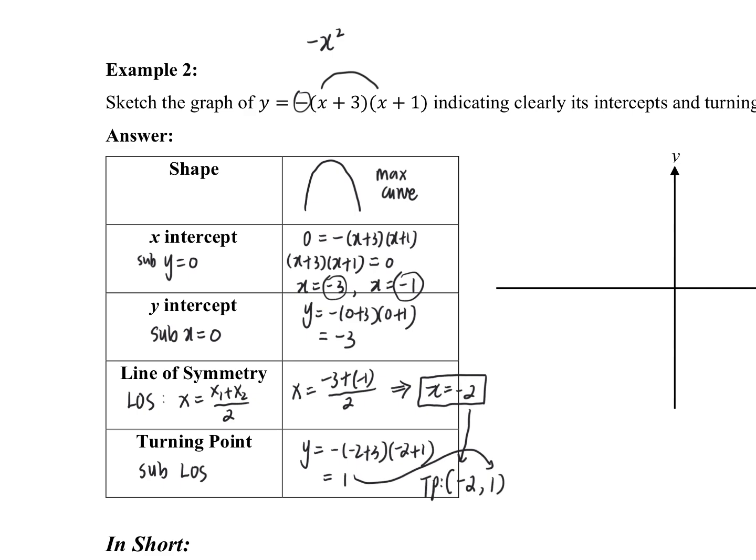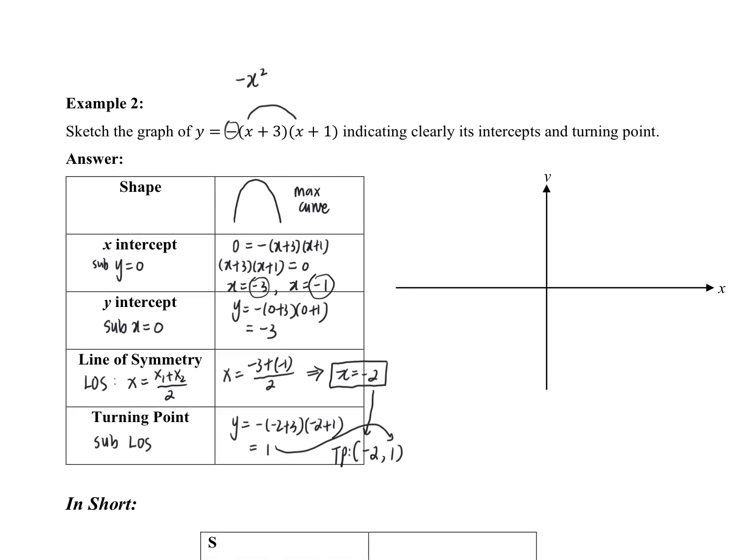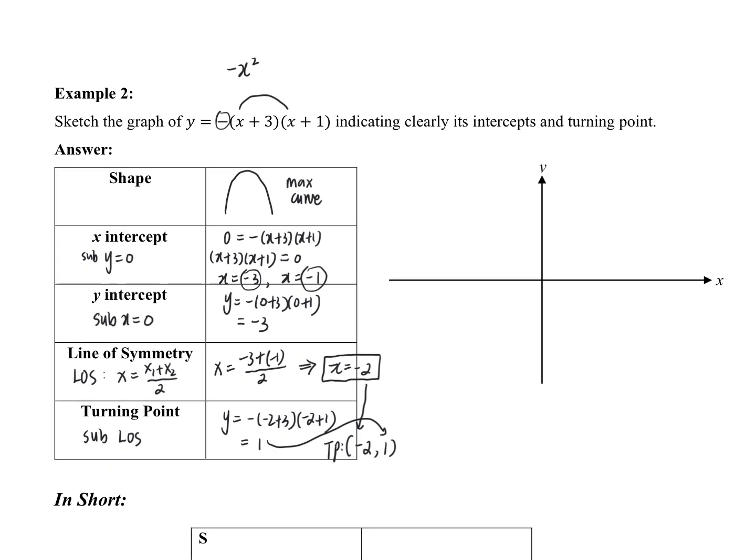So with all these points, you are ready to sketch. So mark out all the points that are essential. Let's say minus 1 is here. So these are the two x-intercepts. Okay, then your y-intercept is at negative 3. So negative 1, negative 2, negative 3. Mark it out. Okay, your turning point is at negative 2 and 1 over here. So you should be able to see a maximum curve.